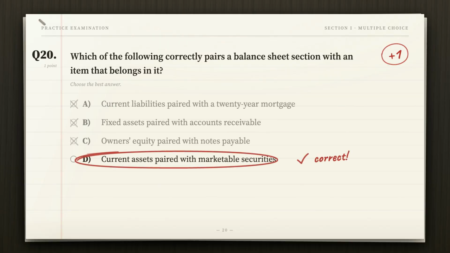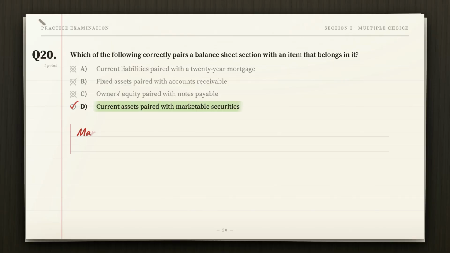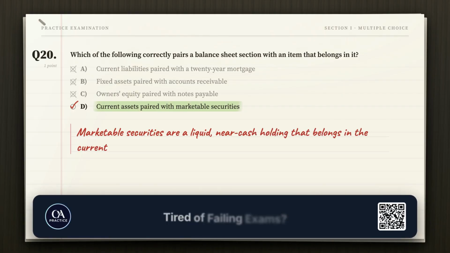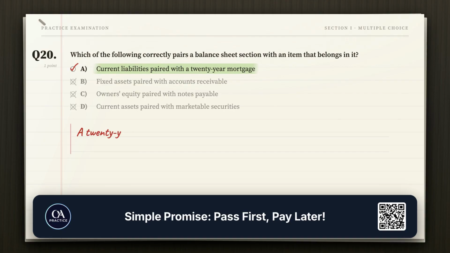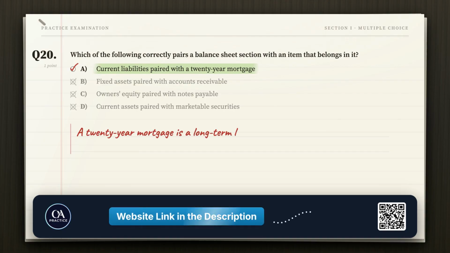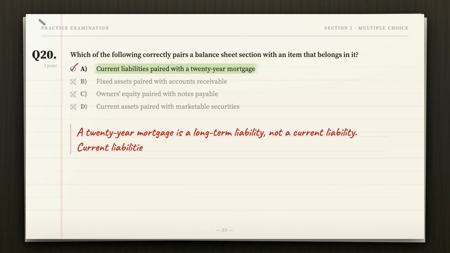The correct answer is D. Current assets paired with marketable securities. D is correct because marketable securities are a liquid, near cash holding that belongs in the current assets section, just below cash. The pairing is correct. A is wrong because a 20-year mortgage is a long-term liability, not a current liability. Current liabilities are obligations due within a year.